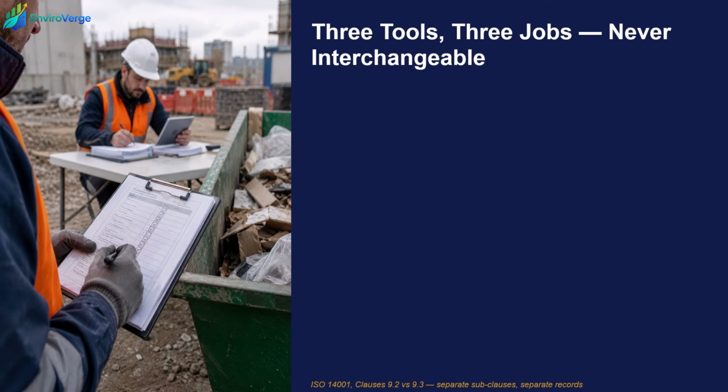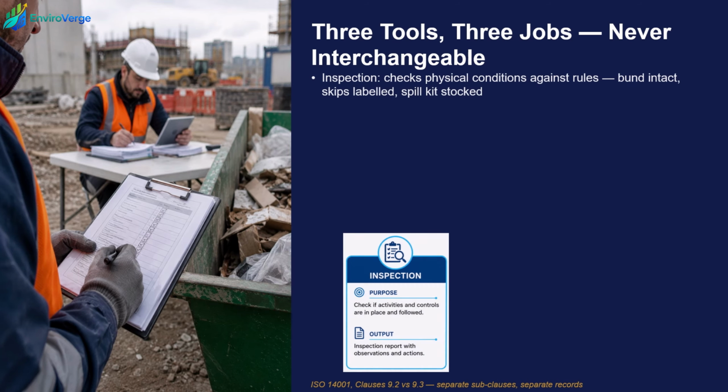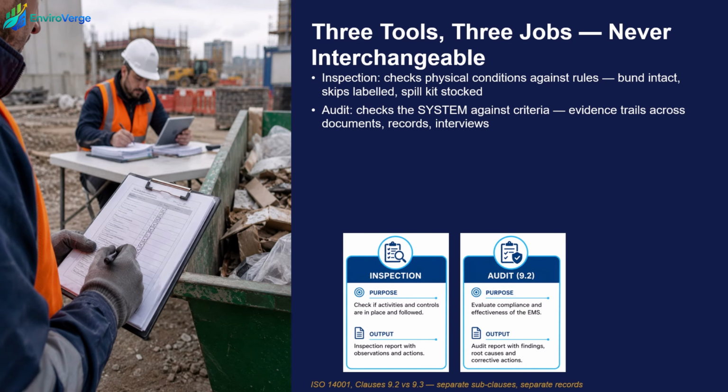Now, the distinction that separates professionals from paperwork. An inspection checks physical conditions against rules. Is the bund intact? That's the containment wall around a fuel tank. Are the skips labeled? Is the spill kit stocked? Snapshot. Done. An audit checks the system. It follows evidence trails across documents, records, and interviews to test whether the management system actually functions.